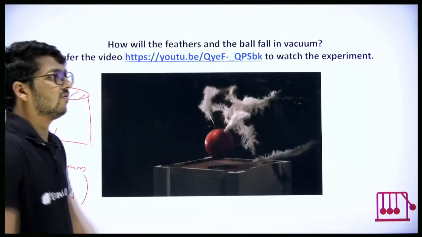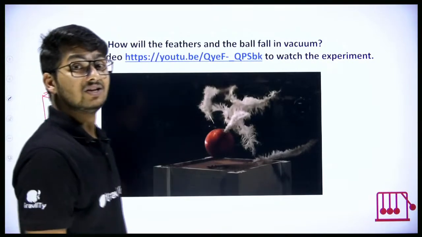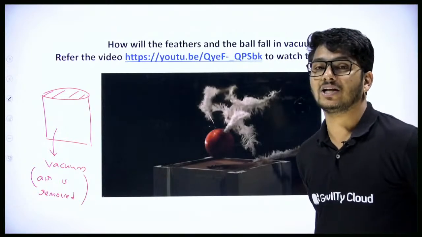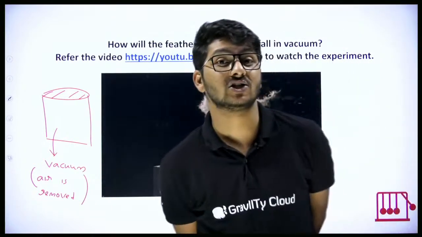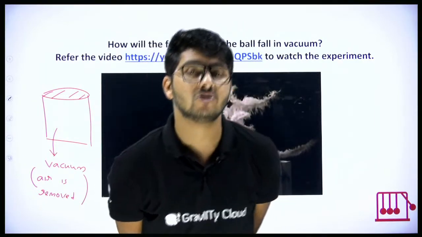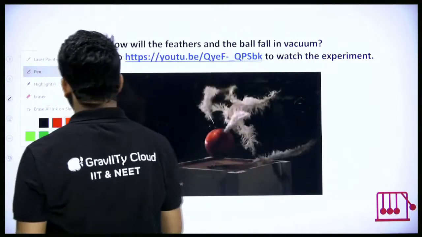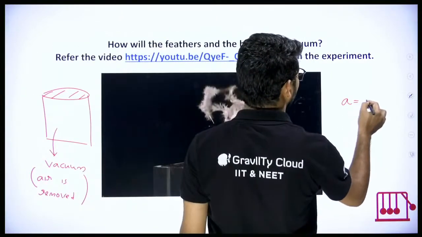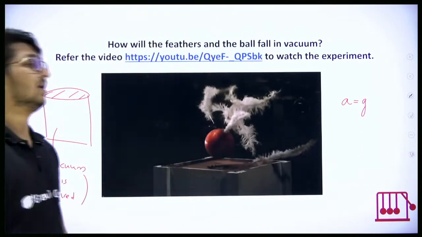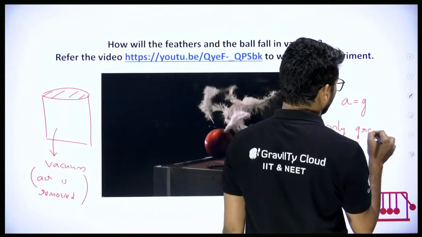What does that mean? If they're falling exactly at the same time, their accelerations should be equal. And what will their accelerations be? It will be acceleration due to gravity, because there is no other force. So in this case, you can clearly say that a is equal to g. Their acceleration is equal to acceleration due to gravity. You can say that only gravitational force acts.